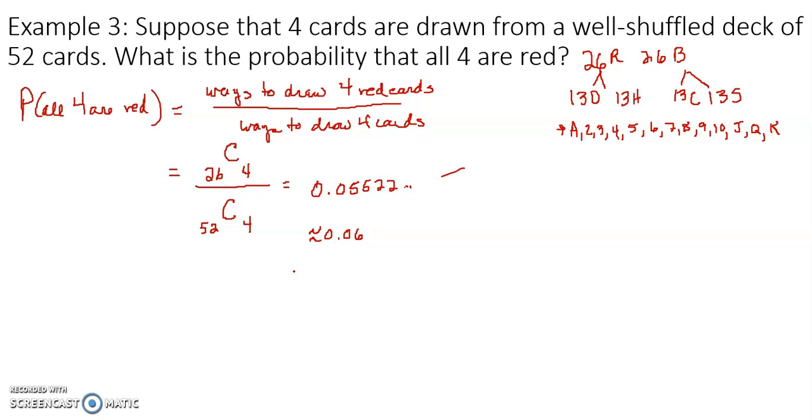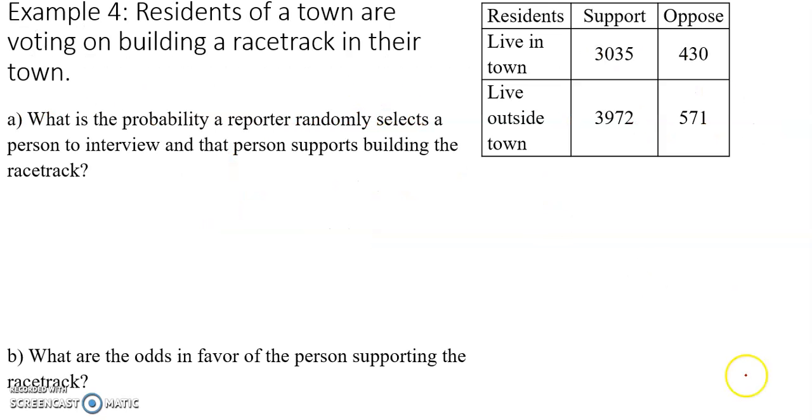Now remember, if your calculator isn't doing the combinations using the function that looks like C things, combination of n things taken r at a time, you can go back and use the formula, and that would be back in section 12.3. So let's look at another example.